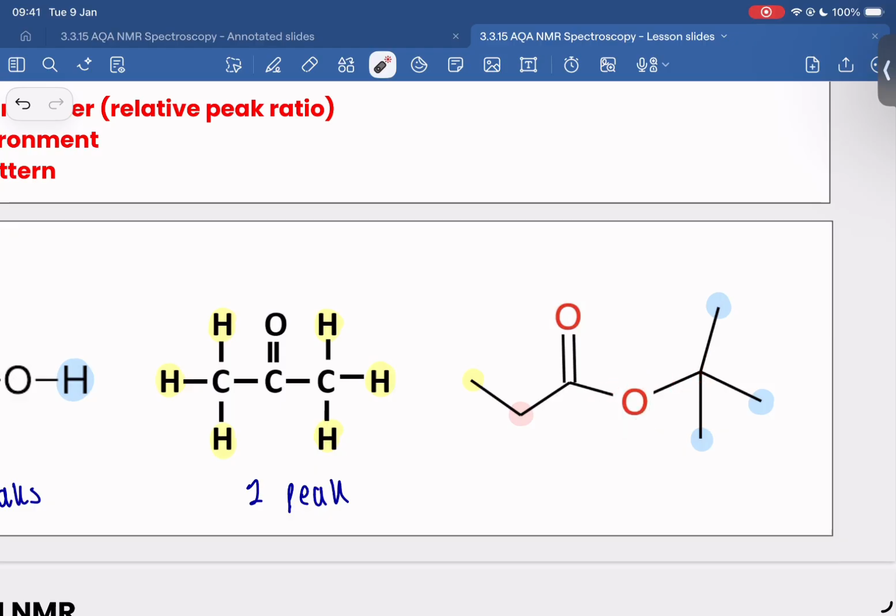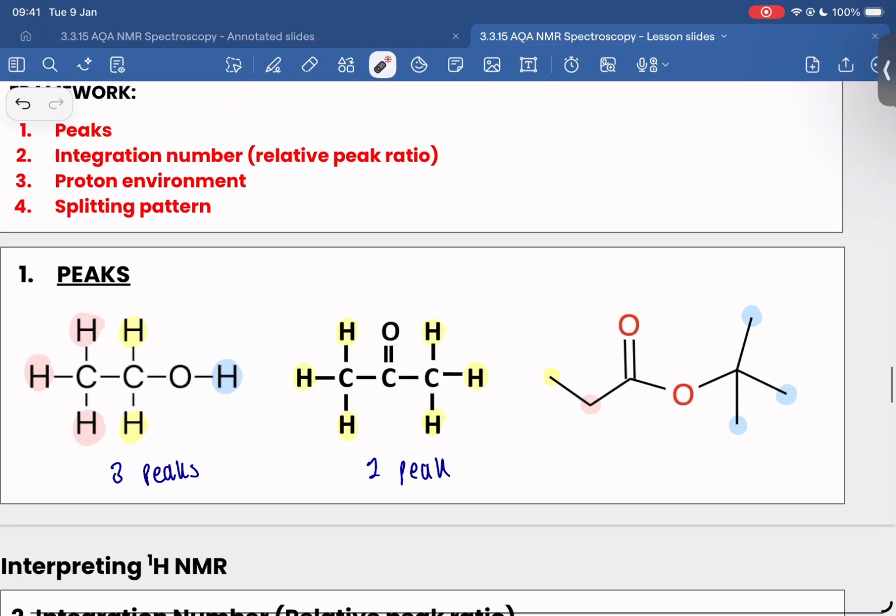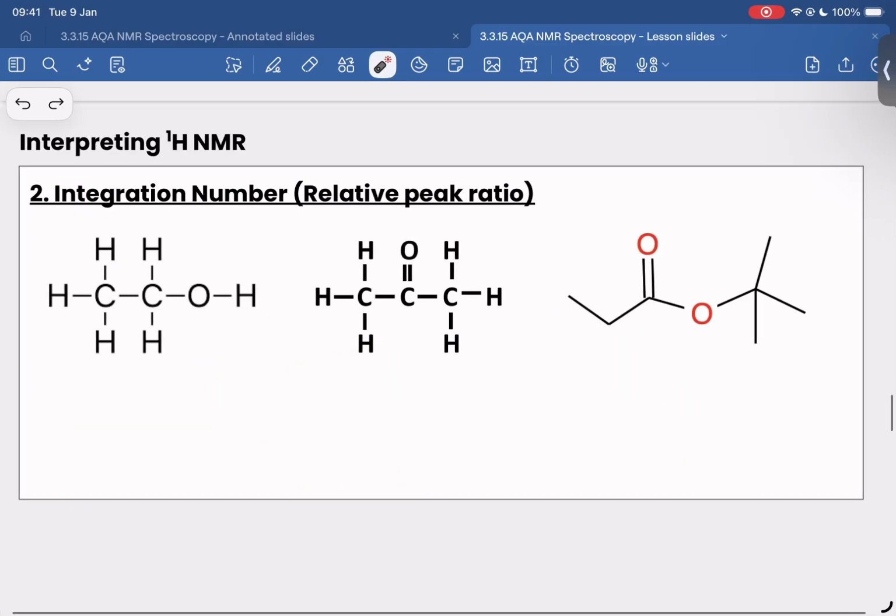Each of these CH3 groups is attached to a carbon, an oxygen, a carbon, an oxygen, a CH2, and a CH3 group, if that all makes sense. You're essentially just looking at the carbon atoms and the hydrogen atoms which are adjacent to the hydrogen you're looking at. Okay, next one is integration number.